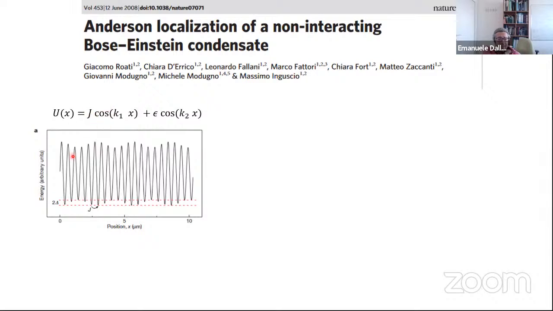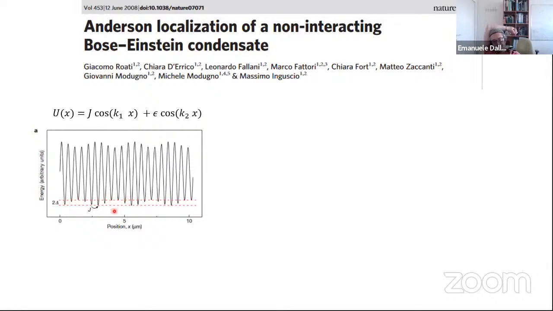If you had just J, it would be just a cosine. The epsilon term adds a sort of small envelope, like having a wave. You see there is an envelope that changes with some periodicity, and this is the periodicity of K2. So K1 is one lattice, and K2 is the other, which gives you some small envelope. And now, if you look locally, this looks a little bit like a random potential.